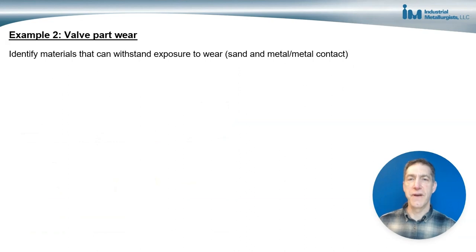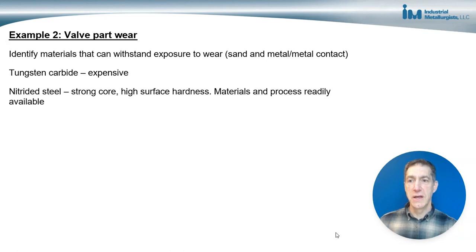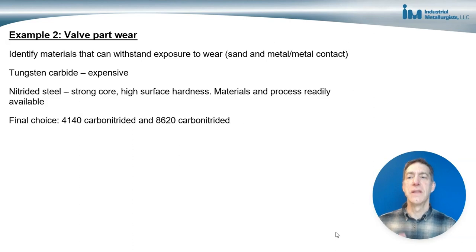Another example is for valve part wear. This has helped to identify materials that can withstand exposure to wear. They originally were thinking about tungsten carbide, which is expensive, and there were some other issues with that. Nitriding is a very common, readily available technique used with steels. This enables a strong core with a high surface hardness, and materials and processes readily available. So we identified nitriding as a possible source, and the final source ended up being a 4140, actually carbonitrided steel, and 8620 carbonitrided. So carbonitriding provides high hardness and high strength at the surface for wear resistance.